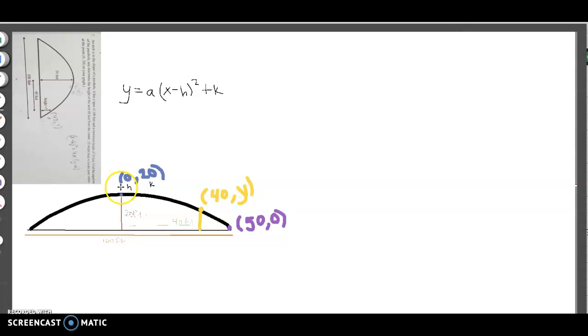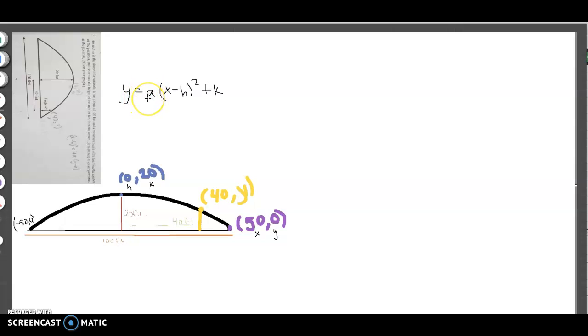So if we pretend this is the y-axis coming down from this arch, then this side of the arch, because it's symmetric, is going to be 50, and this point over here would be negative 50, right? (-50, 0). So we have a couple points, and that helps us figure out what we're missing. We need to figure out what this a is. We have an h and a k, we have an x and a y.